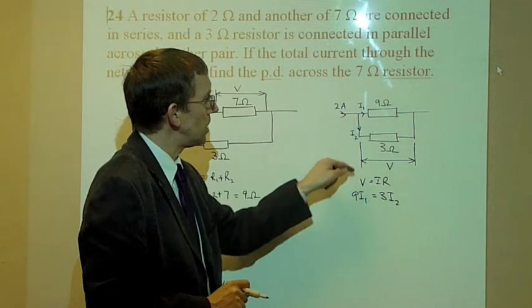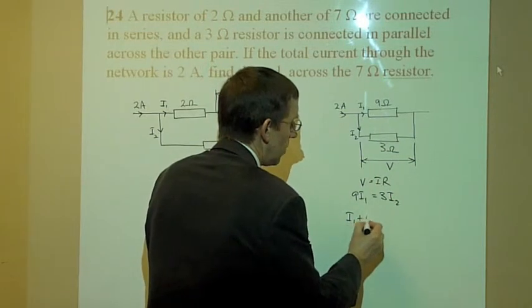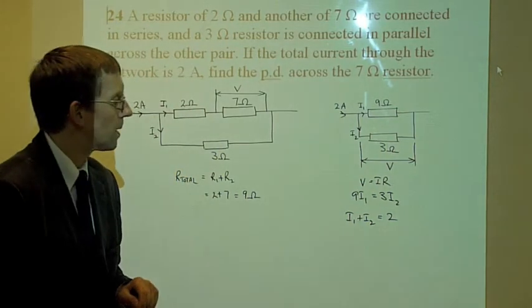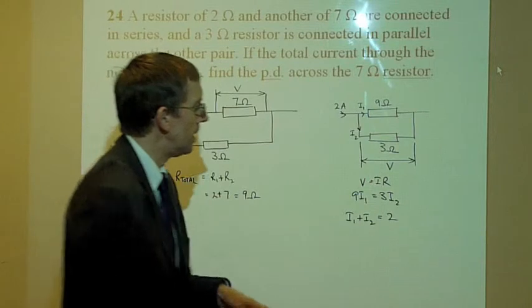The other thing I know from Kirchhoff's law is that this current that flows in splits into these two currents. So I know that I1 plus I2 equals 2. So I've got 2 equations and 2 unknowns, so I can solve here.